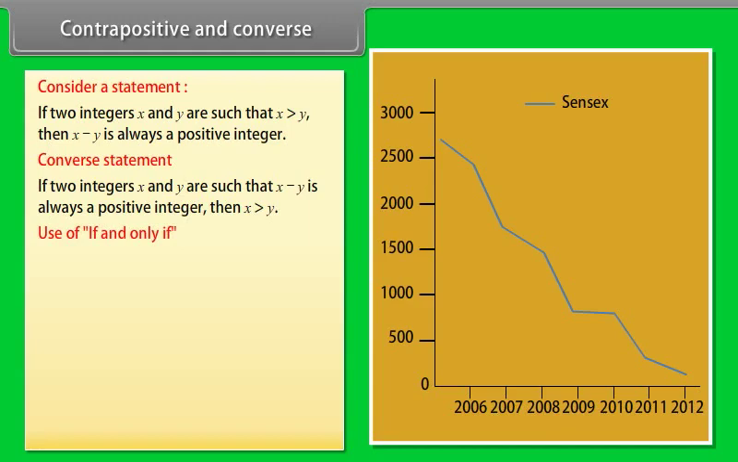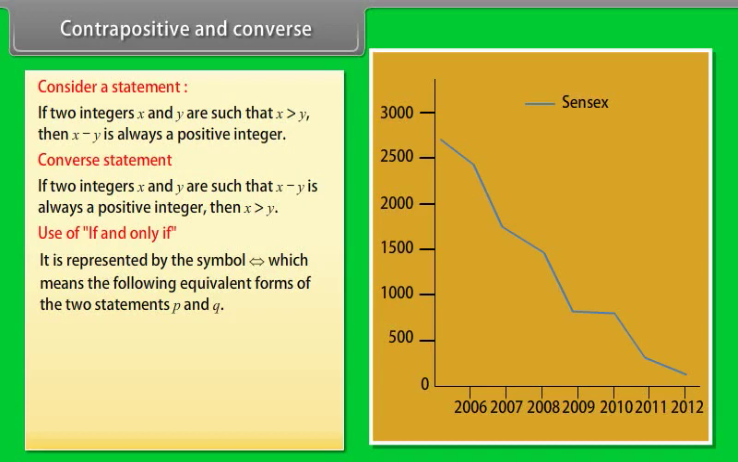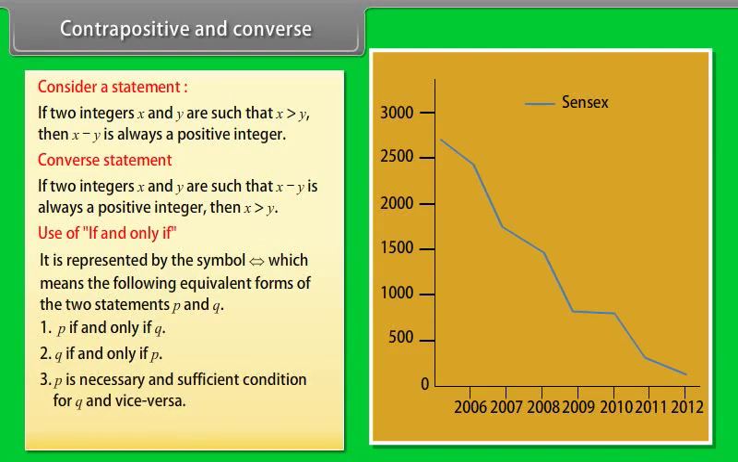Use of if and only if. It is represented by the symbol if and only if, which means the following equivalent forms of the two statements P and Q: P if and only if Q; Q if and only if P; P is a necessary and sufficient condition for Q and vice versa; P if and only if Q.